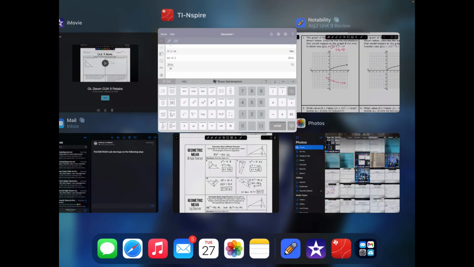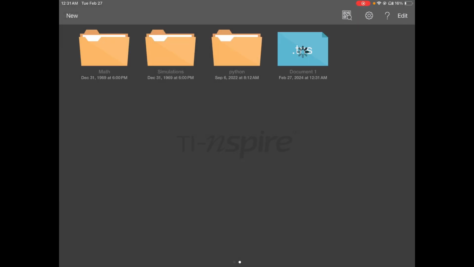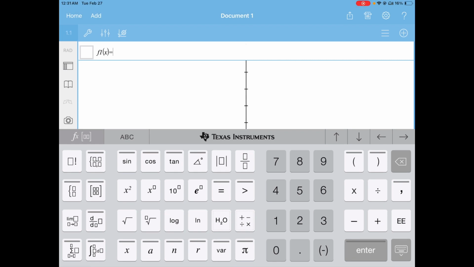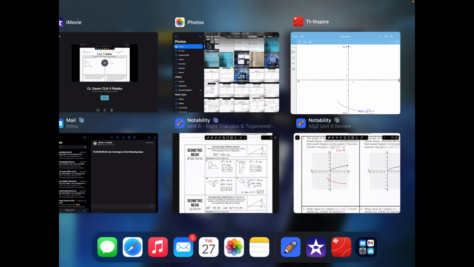Let me just double check that. Discard my changes. Let us start anew. All right, so we've got the square root. No, we've got negative square root of x. Was it -2? I feel like it was +2, and then it was -4. Fantastic. Just making sure I didn't screw that up.